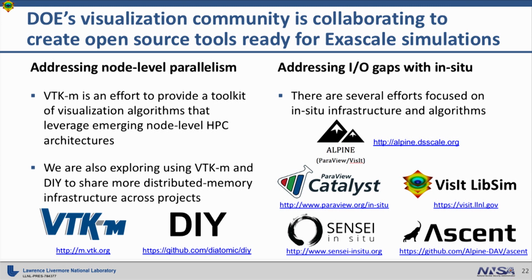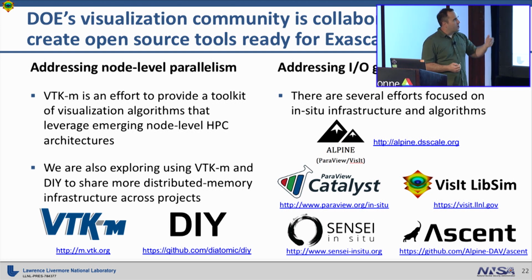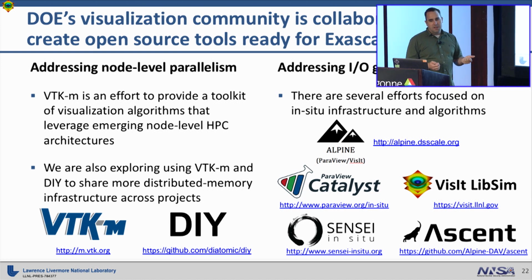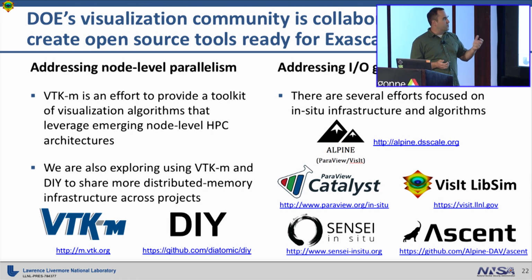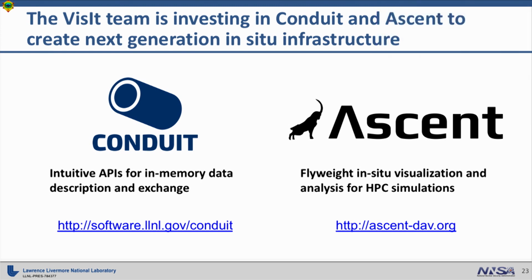Another big scary thing that's going to happen is that your I/O isn't going to keep up with your compute. So we're also trying to address gaps in I/O performance with in situ methods, which means linking libraries into your simulation. There's the Alpine project, which I'm part of, which is an ECP project. It supports ParaView Catalyst and Ascent. There's also SENSEI, who we work with, which Silvio talked about. Our team is investing heavily in both Conduit and Ascent, and by our team, I mean mainly the Livermore team.